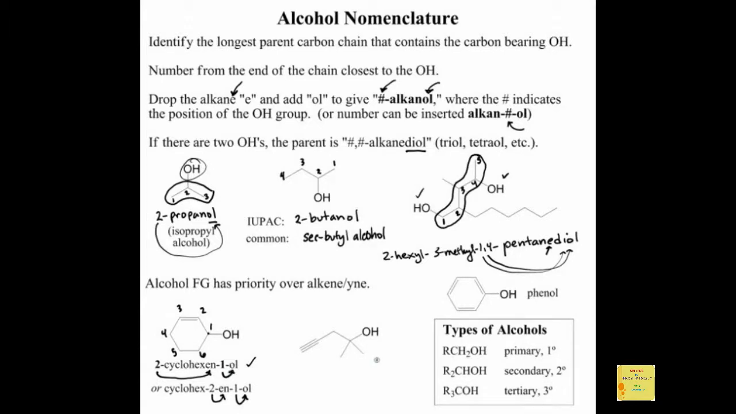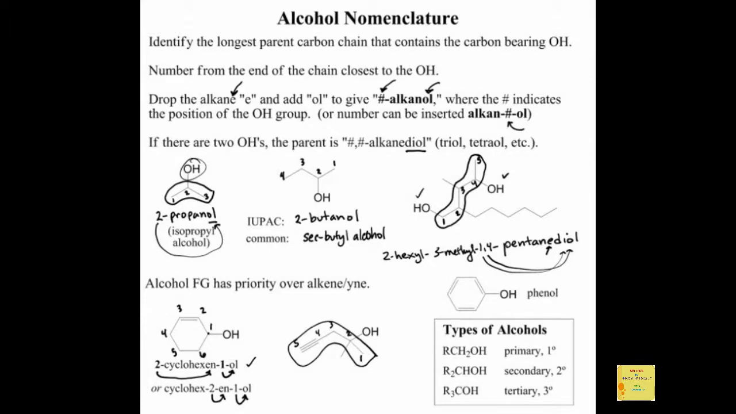Okay, how about this next one? Longest carbon chain is right here. And then how do we number it? Which end do we number it from? I don't care what number the triple bond gets. I care instead what number the OH gets. So I'm going to number from this direction. 1, 2, 3, 4, 5.